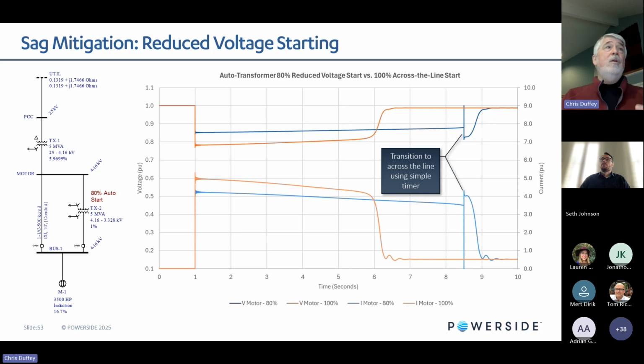And this is typically what it looks like. And you may have seen this in some of these simulator tools, especially on the coordination packages where they draw a motor starting curve and you put in reduced voltage starting. So yes, it raises the voltage from across the line, but then it has a bump at the end, and you can see the impact in both voltage and current from reduced voltage starting.